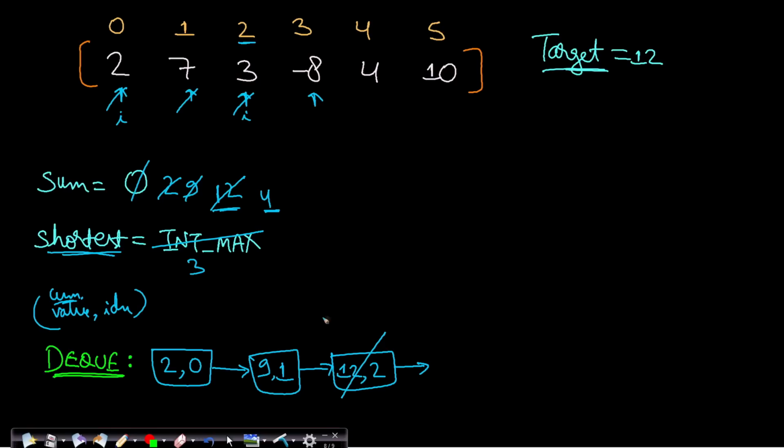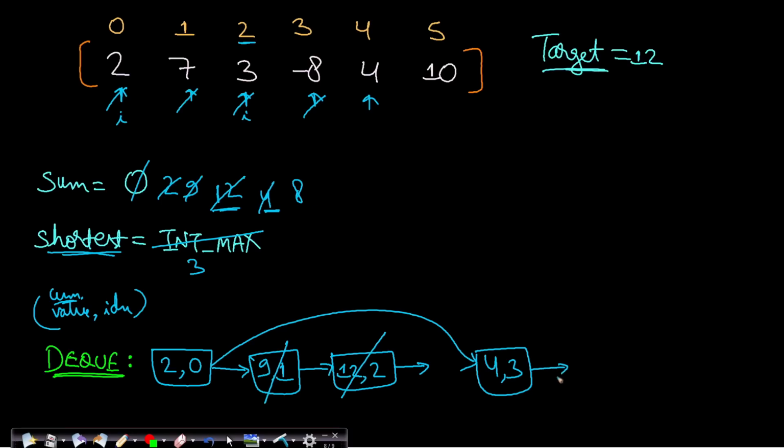Otherwise your DQ is empty. So I'll remove this 12, I'll remove this 9, and 2 is actually less than 4. So I can insert this 4 now. Okay, so this will be 4 comma, what is the index? It is 3. Fine. Now we move on to the next element, which is 4. So if 4 is added, it becomes 8. Is 8 greater than your target? No, it is not. So can 8 be inserted here? Yes, because 8 is greater than the top element.